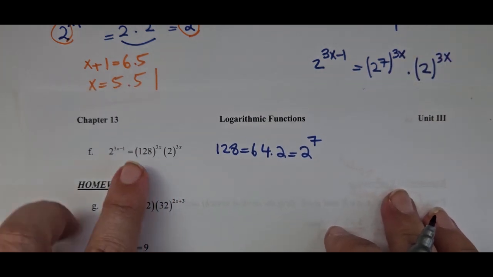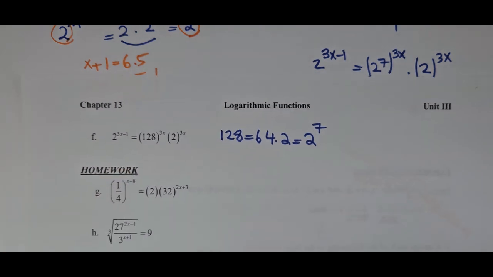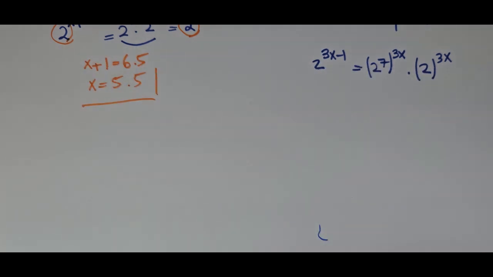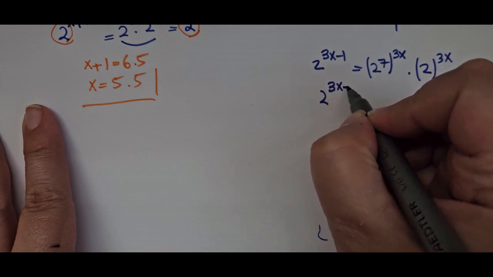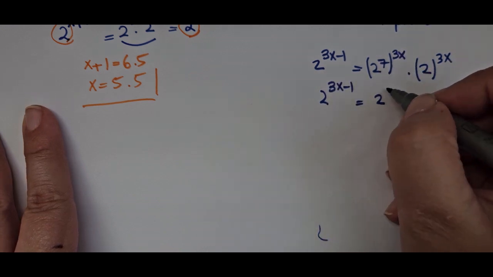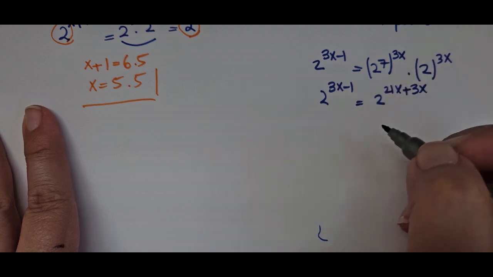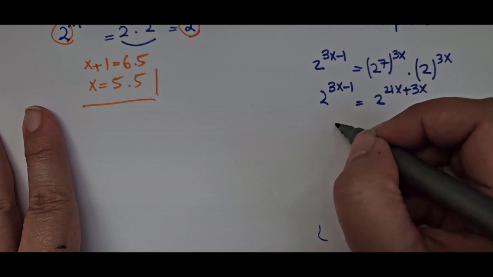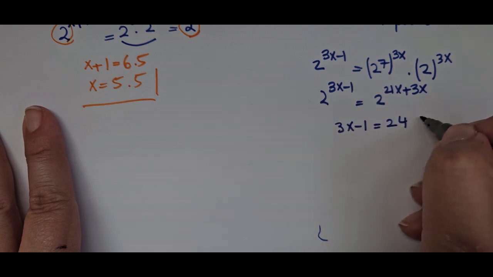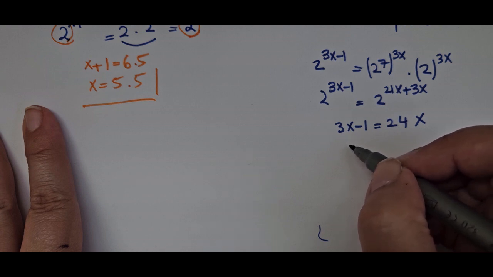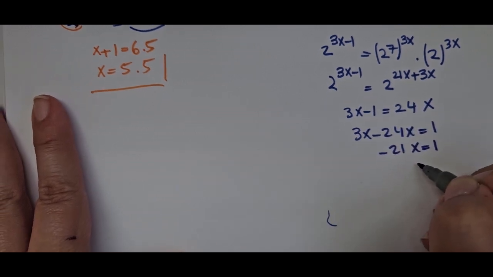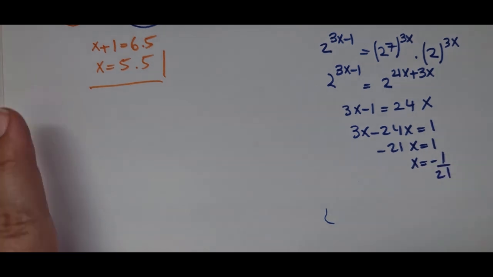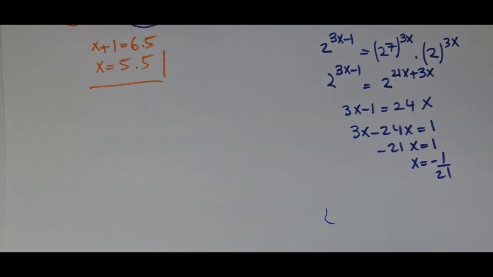The good thing is here, I have all the bases the same. So what I'll do, I just make sure that the exponents are also the same. So after simplification, I will end up with 7 times 3x, it's 21x, plus 3x. Okay, right? So 3x minus 1 would be equal to 24x. By solving this one, I would have 3x minus 24x is equal to 1. Negative 21x is equal to 1. x is minus 1 over 21. Your final answer, the final value, would be negative 1 over 21.